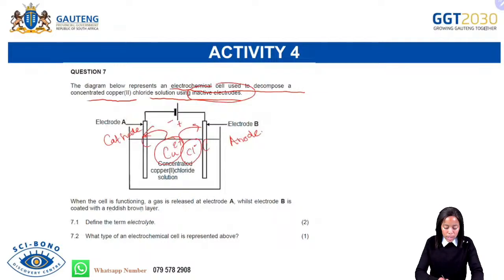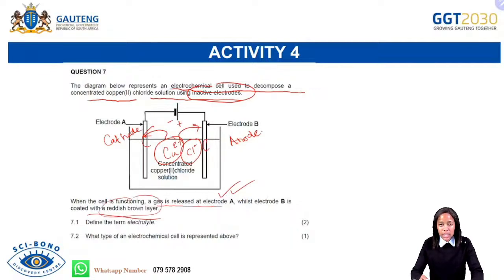Okay, then it says when the cell is functioning, a gas is released at electrode A, whilst electrode B is coated with a reddish brown layer. So if a gas is released, then we know that that is going to represent the anode. And the reddish brown layer, we are going to associate with the cathode there.